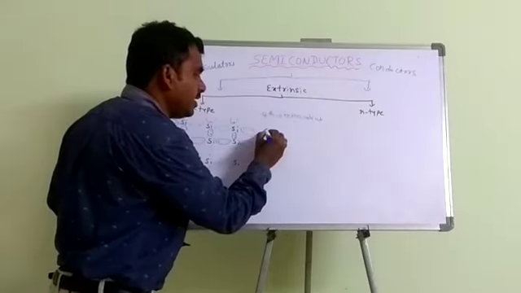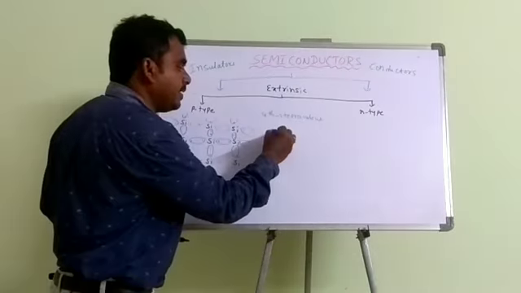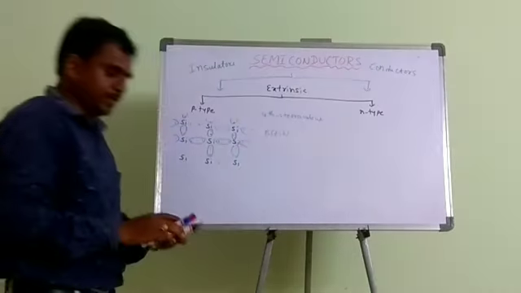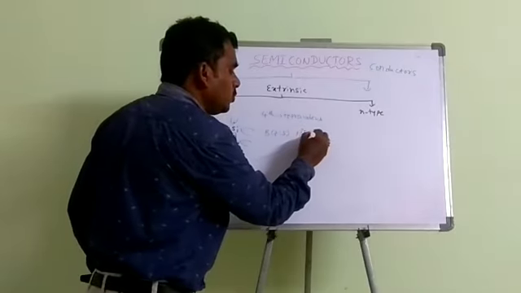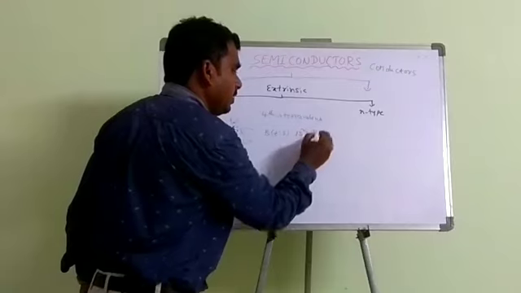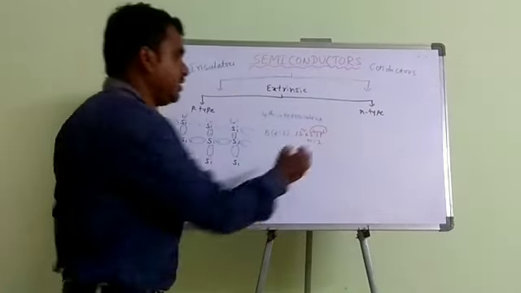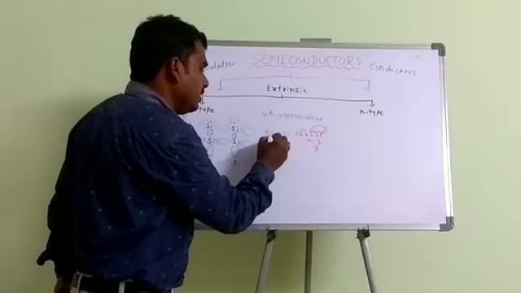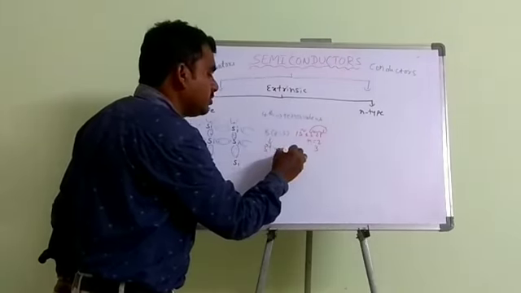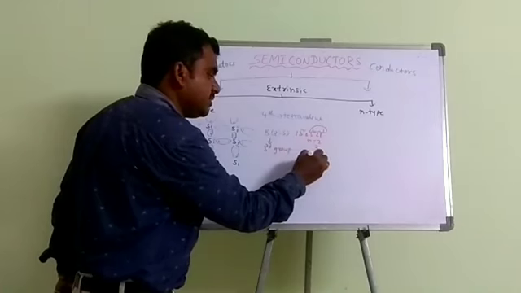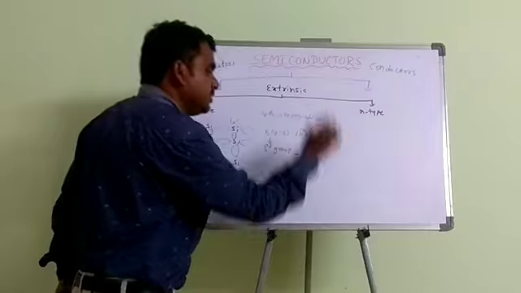Suppose you take boron. The atomic number of boron is Z equals 5. The electronic configuration is 1s2, 2s2 and 2p1. That means in the n equals 2 shell, how many electrons are there? 3. That's why it belongs to the 3rd group, with 3 valence electrons. That's why these are called trivalent.